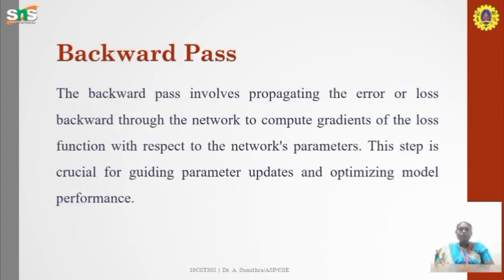The backward pass. During the backward pass, the error is propagated backward through the network layer by layer, starting from the output layer and moving towards the input layer. This involves computing the gradient of the loss function with respect to the activations and the weights of each layer using the chain rule of calculus. The gradients are then used to update the weights of the network in the direction that minimizes the loss function.